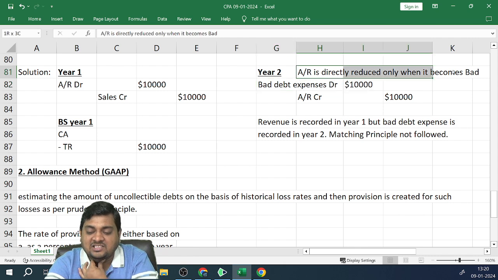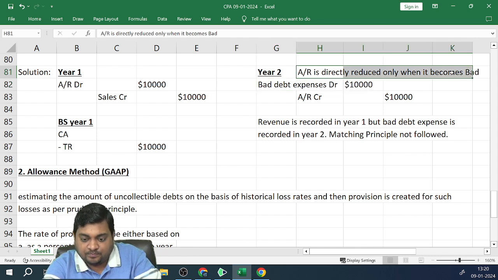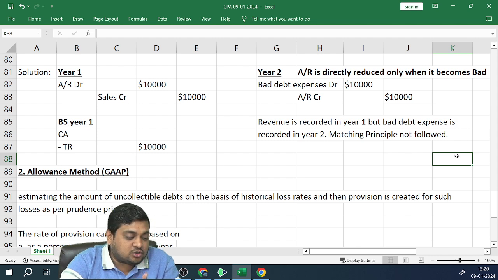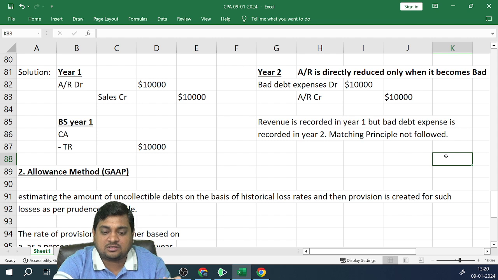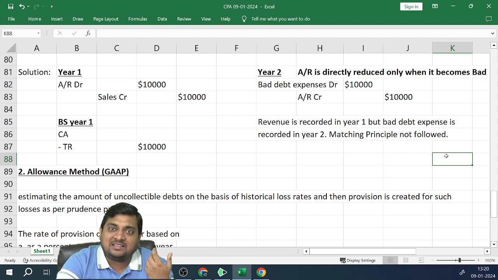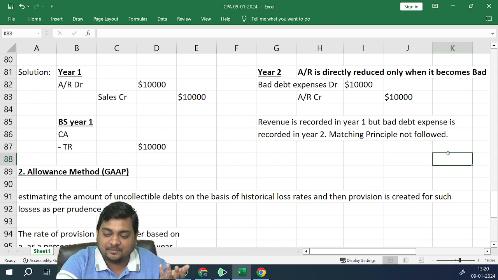Further out here, AR is directly reduced when it becomes bad. If you sell goods today, and this year itself it becomes bad, right? Then it is bad for you but good for accounts. Today you have sold and tomorrow it is becoming bad. It is bad for you but it is good because of the matching principle. You showed revenue in the current year and this year itself you are showing expenses, right?